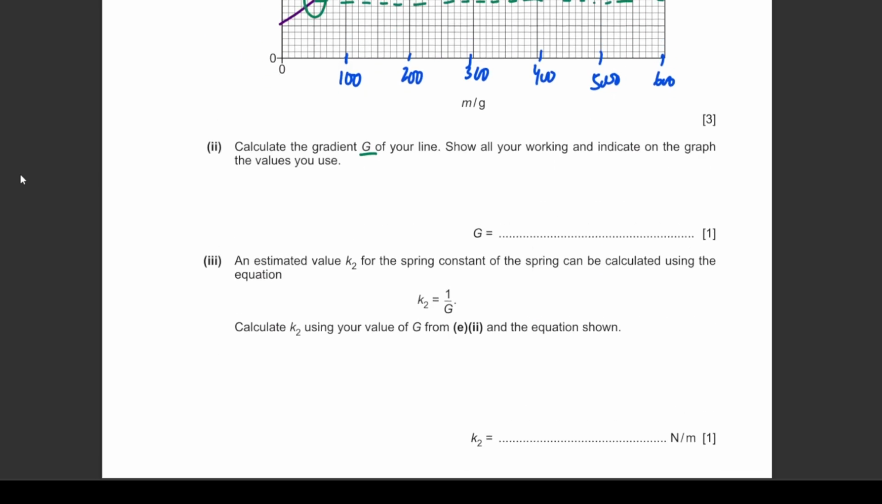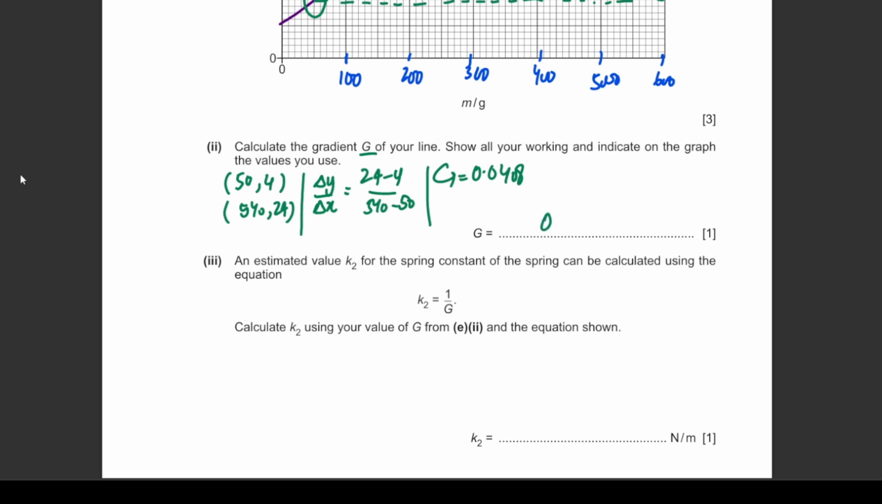So then the next idea would be to show the coordinates that you've taken. In my case, I was taking 50, 4, and 540, 24. And then simply show to the examiner the formula that you're using, so this will be 24 minus 4 divided by 540 minus 50, and then show that gradient G is going to be equal to 0.0408, which will then be written down as 0.0408.